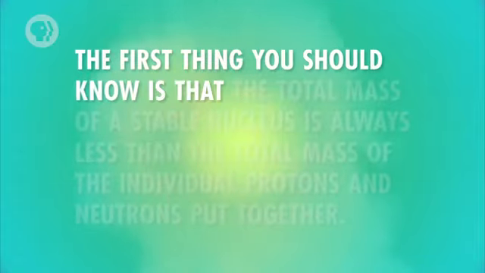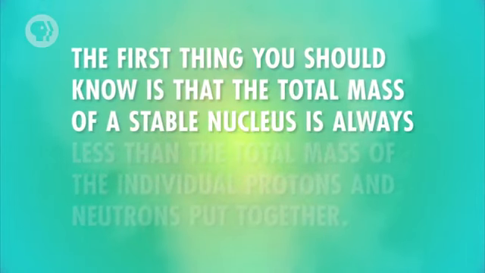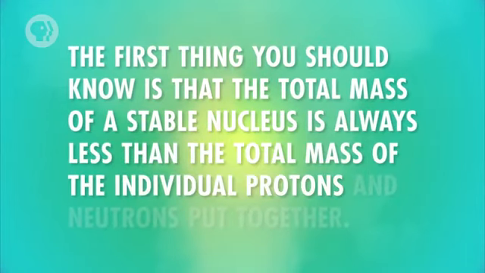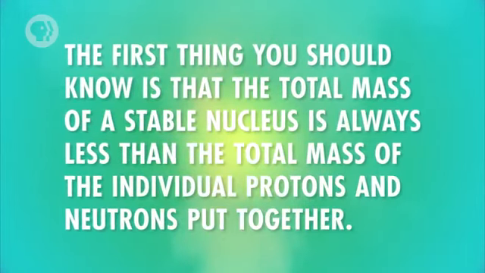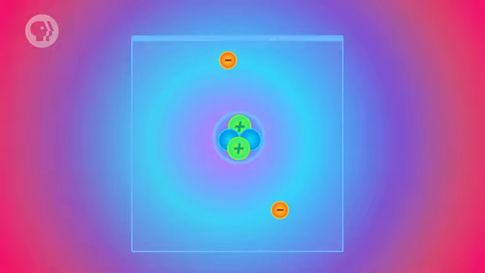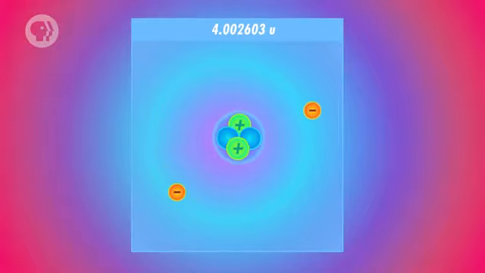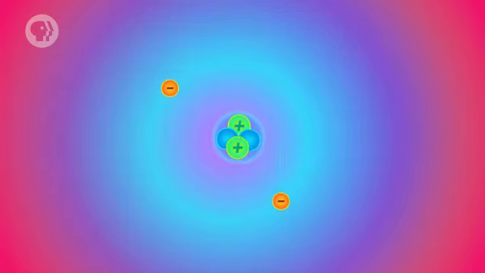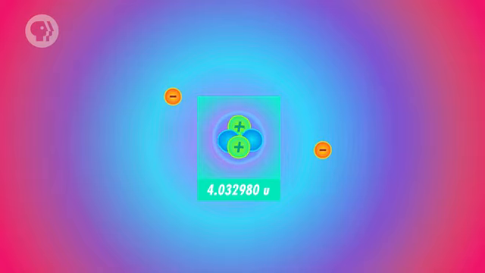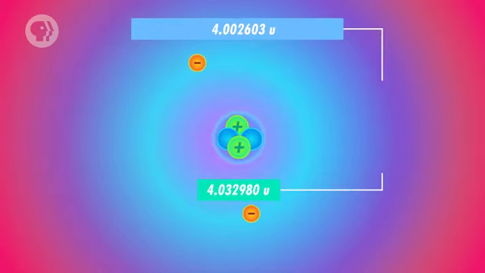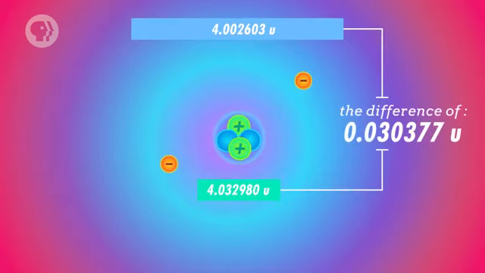The first thing you should know is that the total mass of a stable nucleus is always less than the total mass of the individual protons and neutrons put together. For instance, the mass of a neutral helium atom is 4.00603 unified atomic mass units. But 2 neutrons and 2 protons, the component parts of a helium atom, taken together have a mass of 4.032980 unified atomic mass units. That means that the nucleus of a helium atom has 0.03037 unified atomic mass units less mass than its component parts.